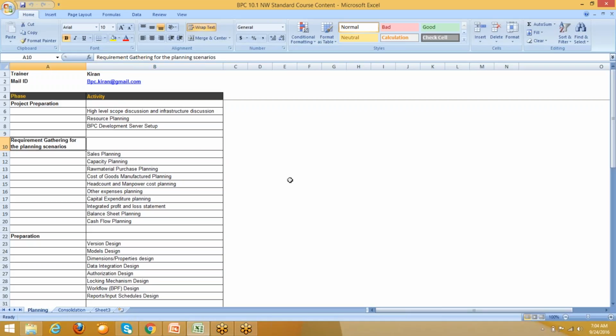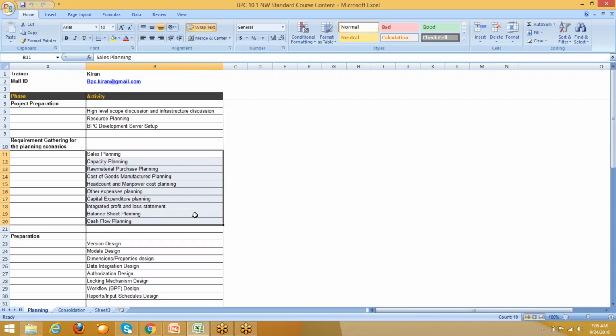The next thing is requirement gathering for planning scenarios. Now, based on the scope of work, the high-level scope discussion, you understand what you have to implement at your client place. You have to list out all those planning scenarios which you are going to implement. Why do you have to list them out? Because these planning scenarios are dependent on your customer industry, right?